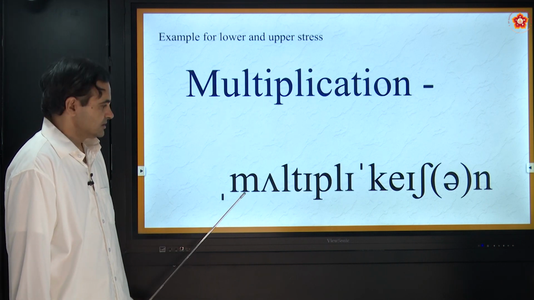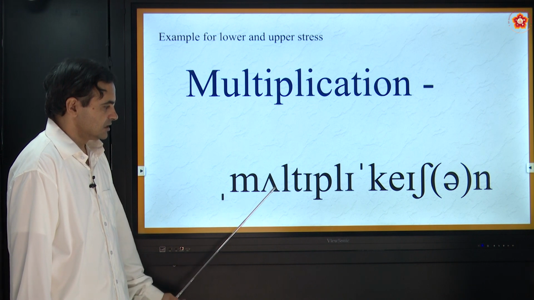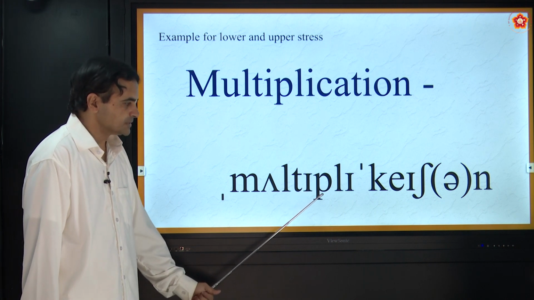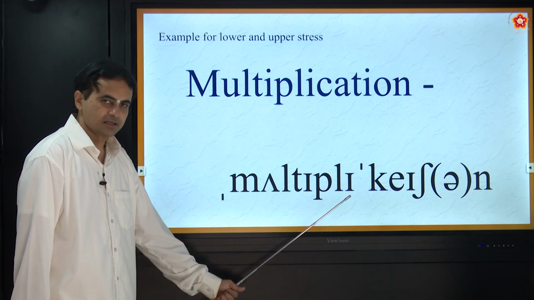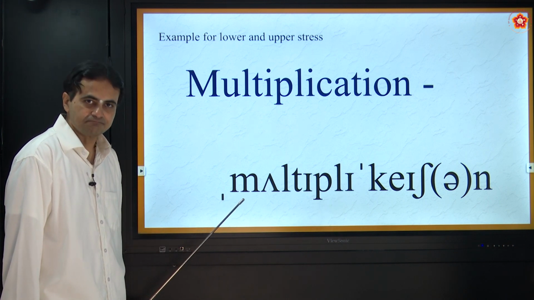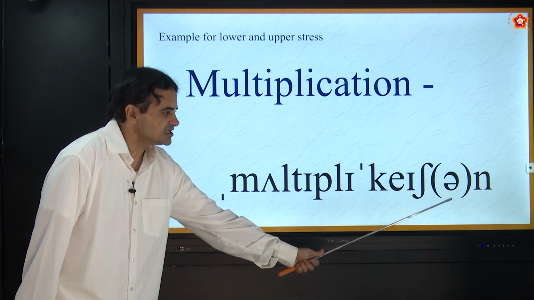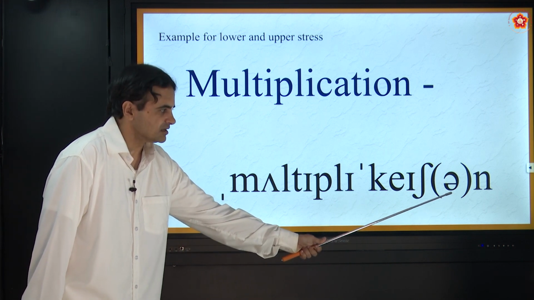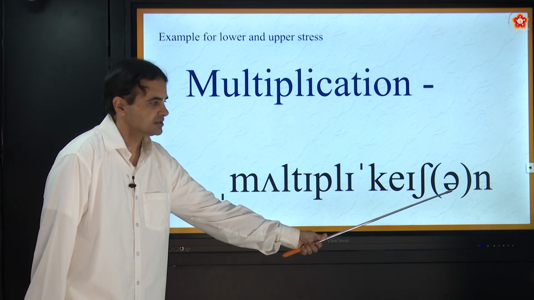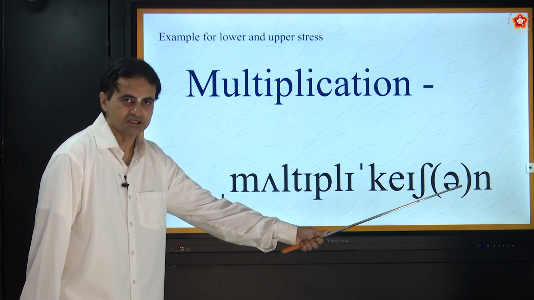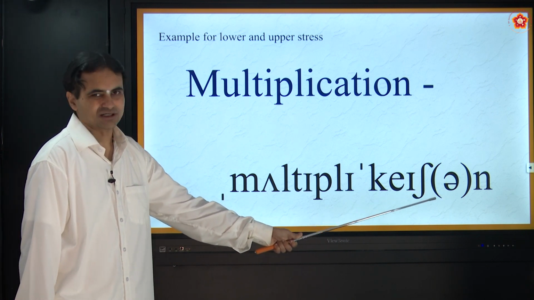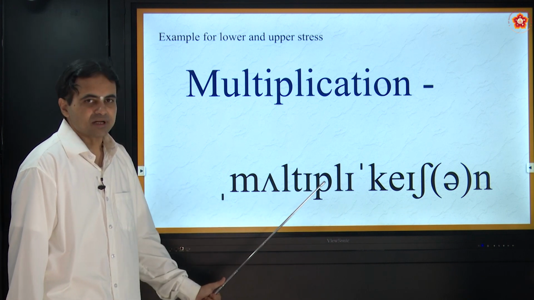Similarly, we have here m-a-l-t. Multi. P-l-e becomes pli. Multiply. So there is a lower stress. Therefore, multiplication. This is written in brackets because you can say shan or shin. Without this also it is correct. Shin or shan. So it's not wrong, because we generally say shan. So multiplication.